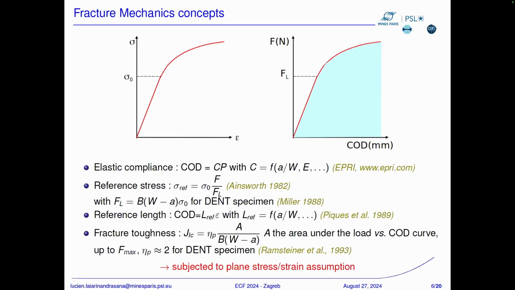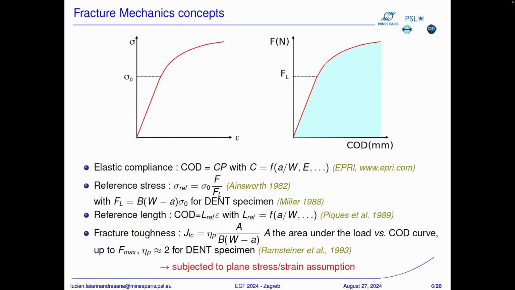So there, you can see that the stiffness here is controlled by the compliance, for which we have the formula here, that depends on the crack depth ratio and the Young's modulus there. Okay. The reference stress can give you an overview of where the load is with respect to the stress on the stress strain curve. And this gives you this concept of limit load, where you have the formula for the DNT specimen. I won't talk about the reference length, that's another approach.